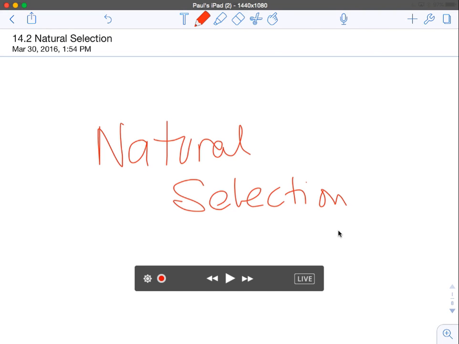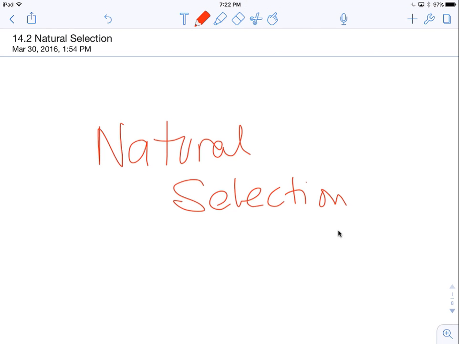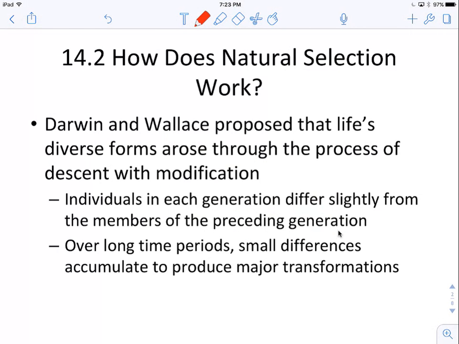All right, so now we're going to talk some more about Darwin's evolutionary theory and the process of natural selection, which Darwin's evolutionary theory is based on. All right, so Darwin and his buddy Wallace proposed that life's diverse forms arose through the process of descent with modification. Okay, so slight changes are handed down, and that is what we call natural selection, or how nature acts on it.